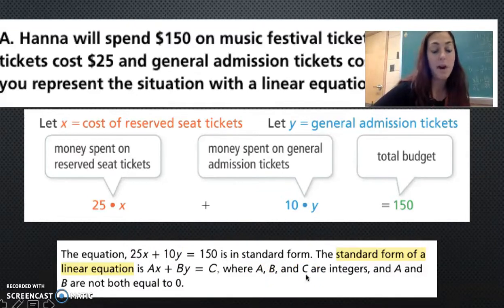A and B are not equal to 0. So you can't have a fraction in for A or B. You can't have a decimal in for A or B. You need integers. Big tip. Definitely write that down. Okay, pause the video at any time.